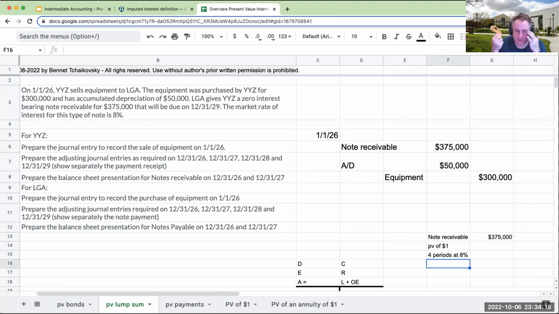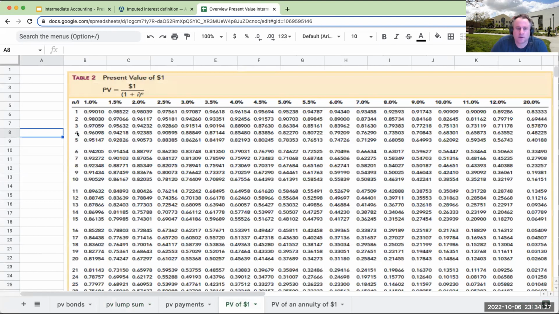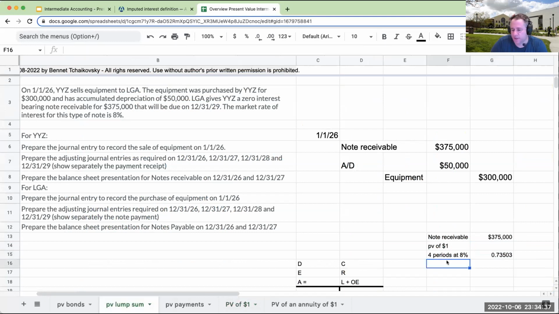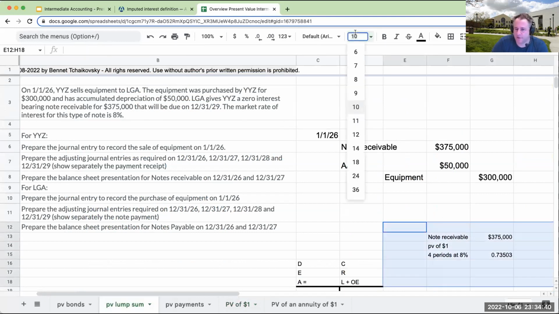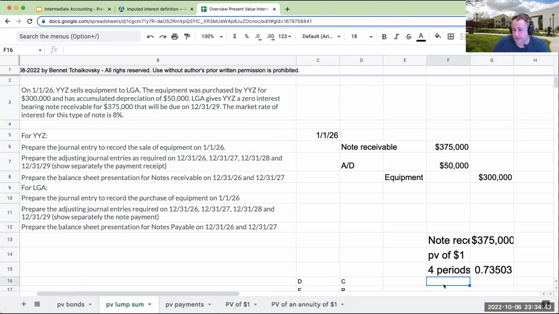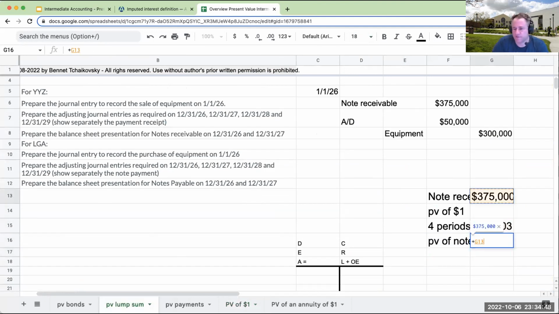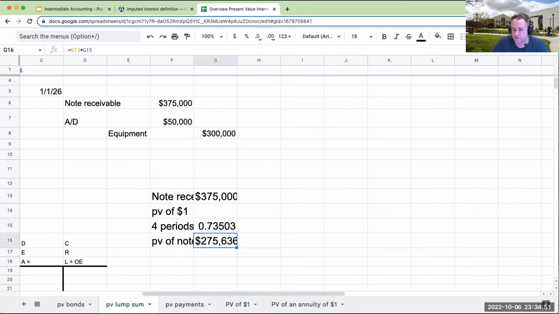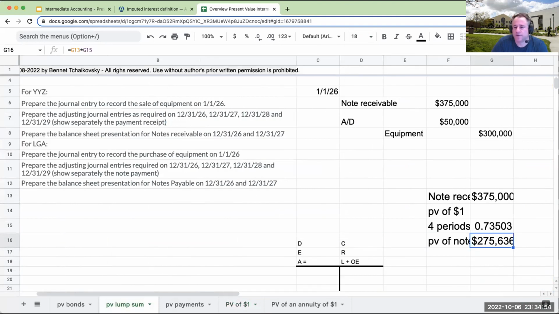Why is it 4 periods? 26, 27, 28, and 29. So over here, present value of a dollar, 4 periods at 8% is 0.73503. I'm going to put that in right over here. So the present value, the value today of this note, is basically going to be 375 times 0.73503.